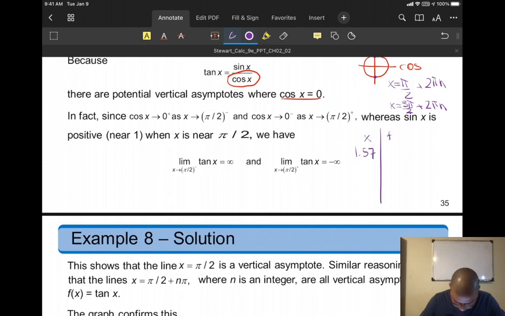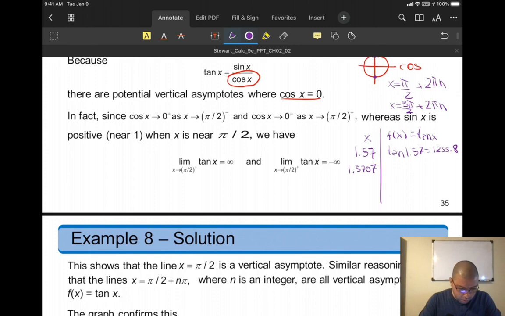And I find f of x, so tangent of 1.57. That is like 1,255.8-ish. But what if I choose something even closer to pi over 2? I'm just looking at the calculator at more decimal places. So I do 1.5707.